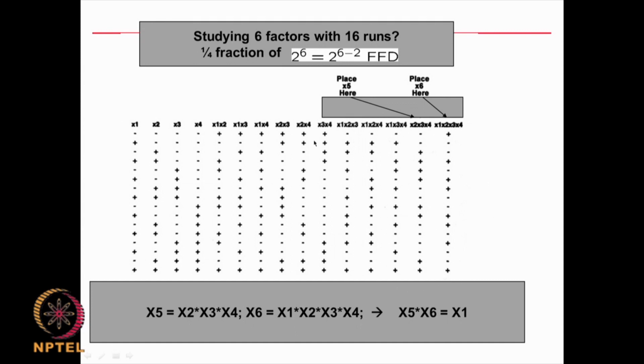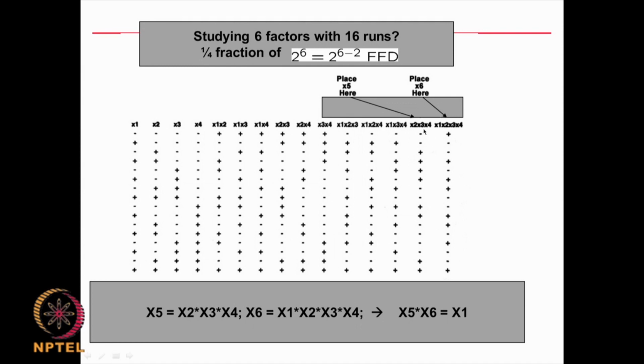Now, I want to introduce 2 more factors x5 and x6. Now, where do I introduce? The problem is I could introduce x5 and x6 in different places, right. If I introduce x5 and x6, that is 2 raised to the power 6 minus 2, that is a quarter fraction design, right. Instead of 2 into 2 into 2, 6 times, 4, 8, 16, 32, 64 experiments, I am doing only 16 experiments, that is a quarter fraction of 64 experiments, a 2 raised to the power 6 minus 2 fractional factorial design, you understand.